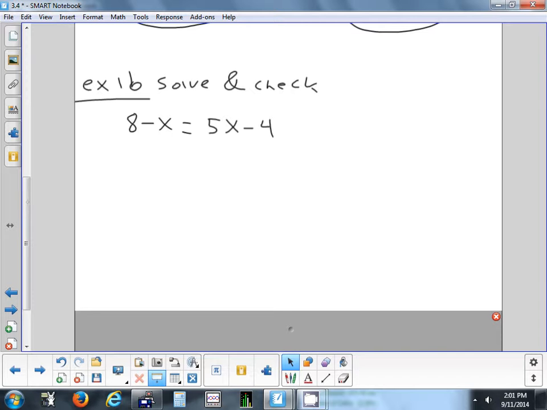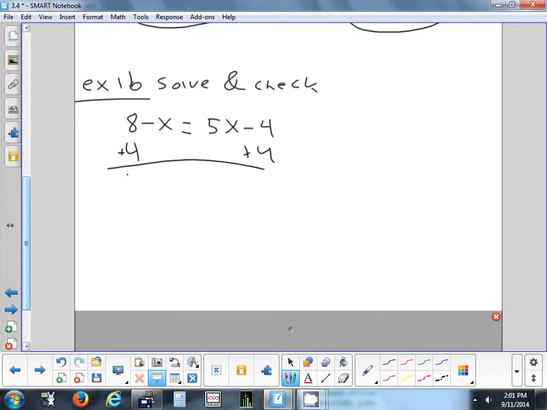Okay, so our problem was 8 minus x. Let's see what Kayla decides to do. So she's moving the numbers first. That's fine. I decided to move my letters first, but that's okay to do. So she put all her numbers on the left that don't have x's. That means she's going to put all the x's on the right. Nice.